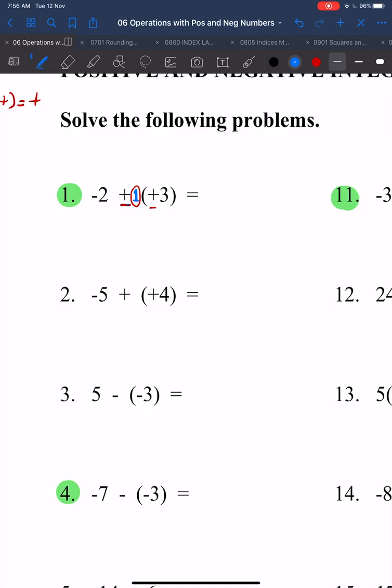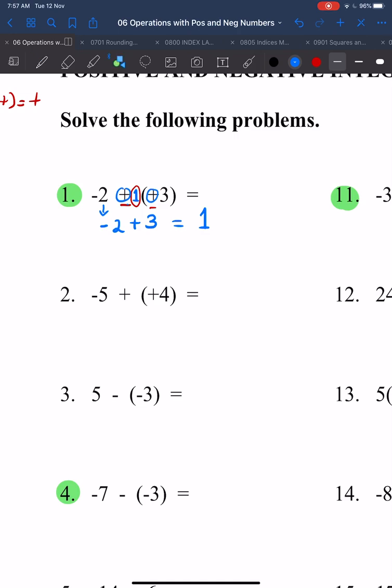So what is 1 times 3? It's 3. And since it's both positive, you have a positive 3. Now, let's bring down the negative 2. So now you want to do negative 2 plus 3. And the answer is 1.